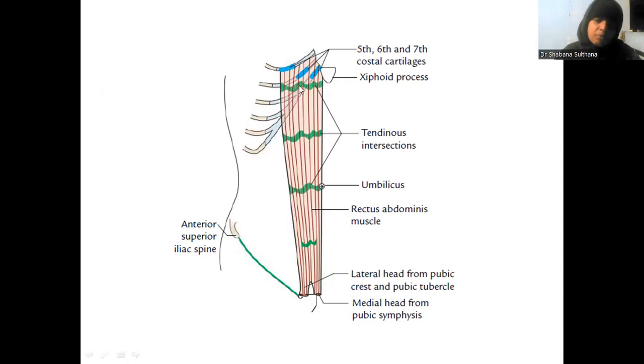Throughout the muscle you are finding some green wavy lines which are actually called tendinous intersections. What is this ligament in green color you are finding here? This is the inguinal ligament. From where till where does it extend? From the anterior superior iliac spine to the pubic tubercle. Medial head from pubic tubercle, lateral head from pubic crest and pubic tubercle.